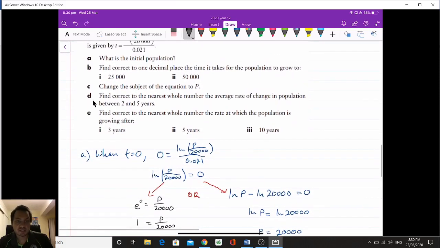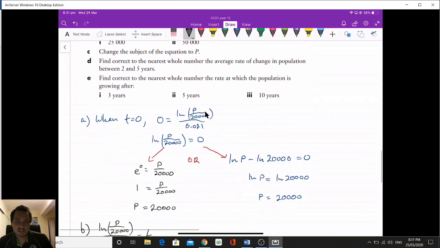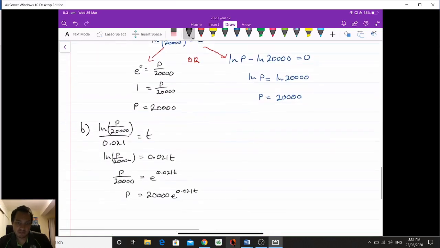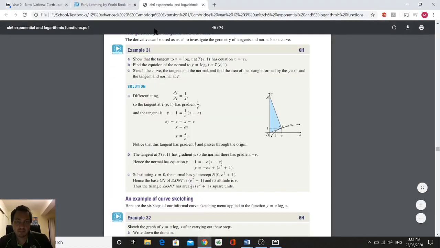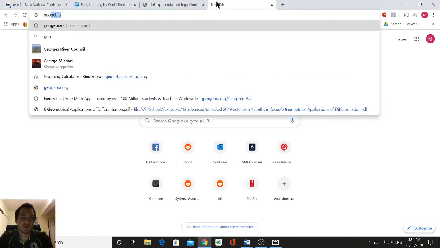The next one is hence. It will say hence or otherwise. Find correct to the nearest whole number the average rate of change in population between 2 and 5 years. So let me put a graph. Let me just put on Google GeoGebra.